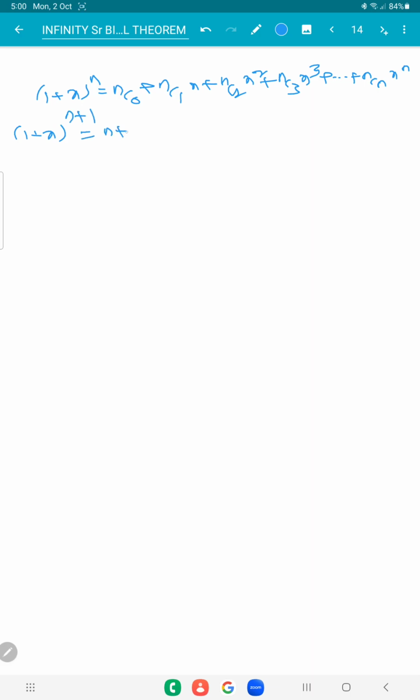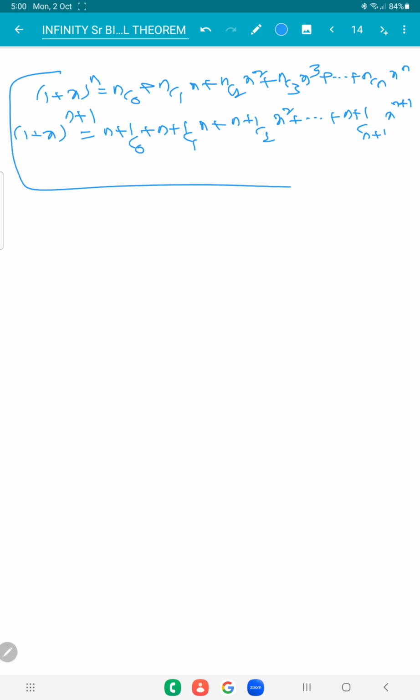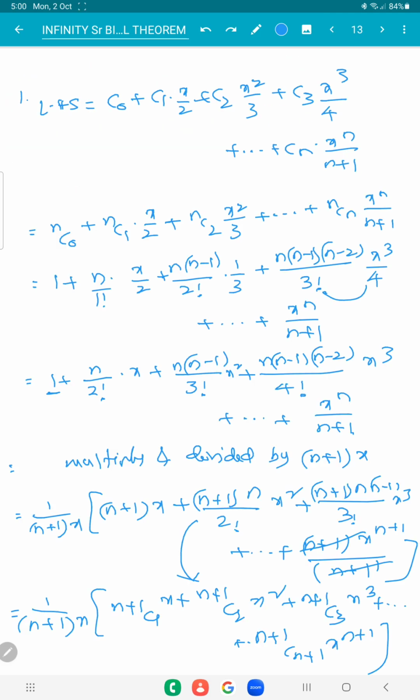Can you guess what is the expansion of 1 plus x whole power n plus 1? Instead of n, we have to write n plus 1 c0 plus n plus 1 c1 x plus n plus 1 c2 x square plus and so on. Last one is n plus 1 cn plus 1 x power n plus 1. These are the expansions of this one. Okay, now let us check that. What is our last step?